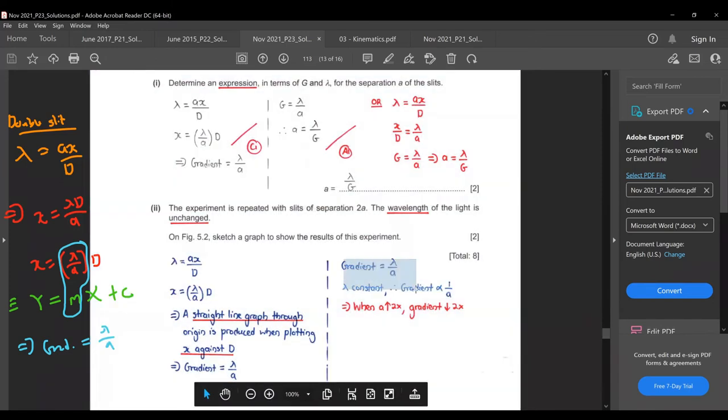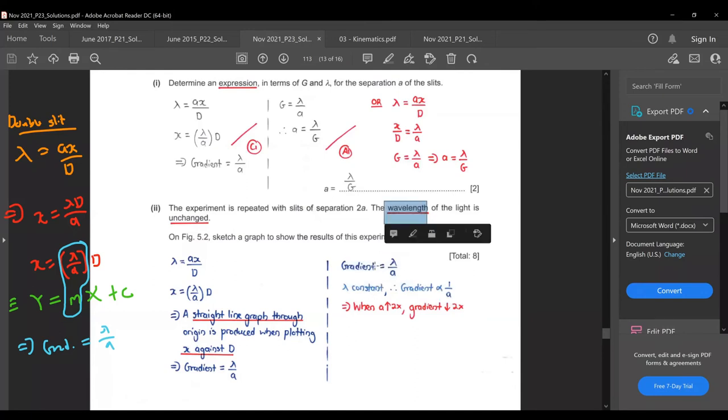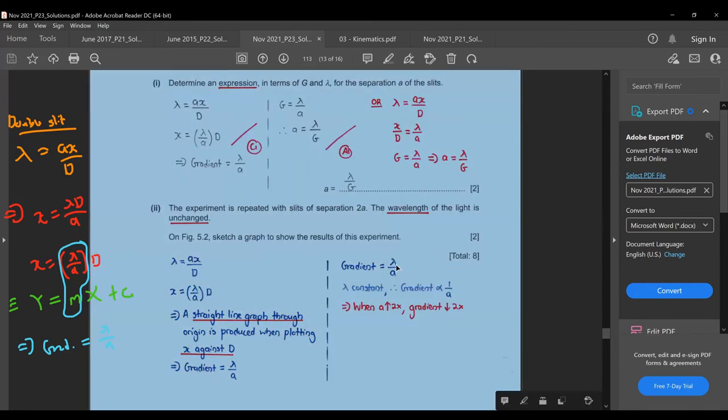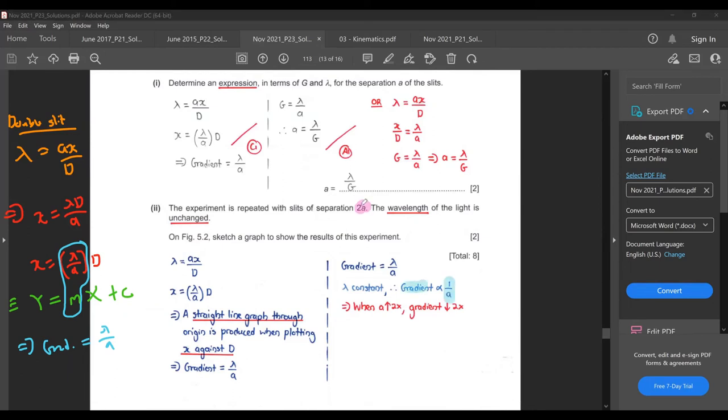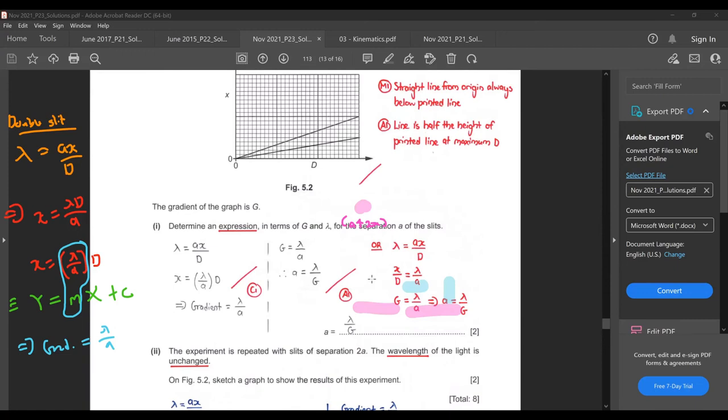Right now, just look at the expression for the gradient, which you already found. They told you that the wavelength remains constant, so lambda is constant. So the gradient is inversely proportional to a. But now you notice that your a is doubled. a increased by 2 times because a becomes 2a. So if a increased 2 times, the gradient should decrease by 2 times. You're still supposed to get a straight line graph that passes through the origin, but with its gradient halved. So your new graph will look like this. Now, when it comes to evaluating the gradient and how to change the gradient, we always know this: gradient is always the change in your y value over the change in your x value.